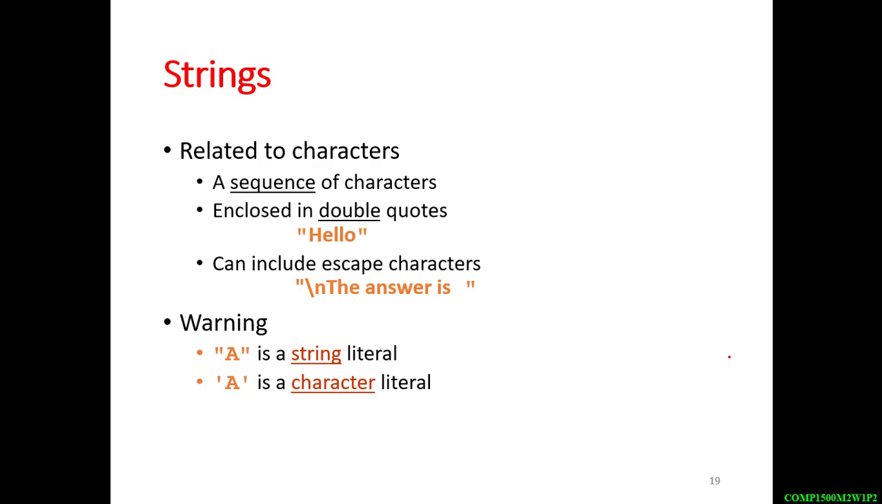When we want to declare a string, we use double quotes. When you want to display a character, you use a single quote. A string is enclosed within double quotes, and it can have escape characters like here \n. The answer is, means go to the next line and type the answer is. A \n is equivalent to endl. We sometimes use endl, and I'm going to show you this later on.